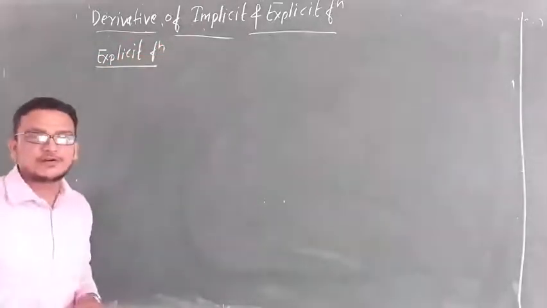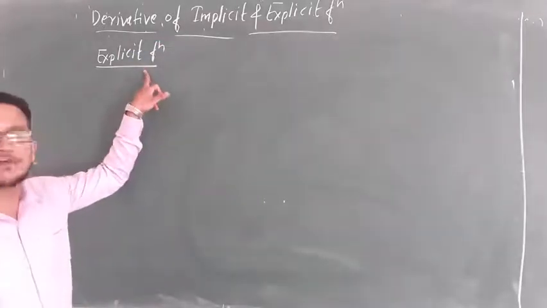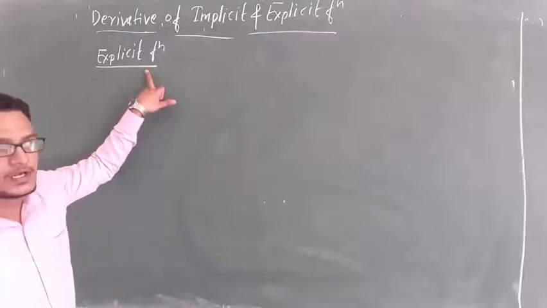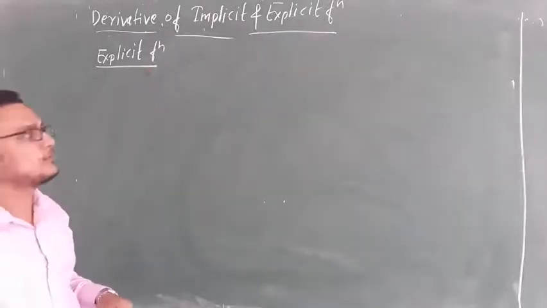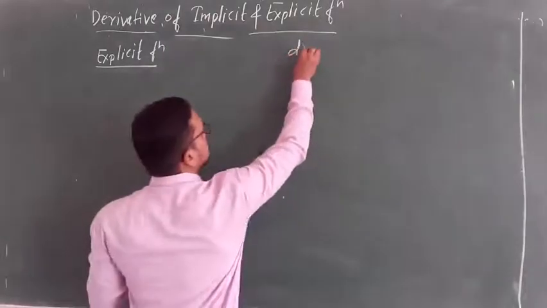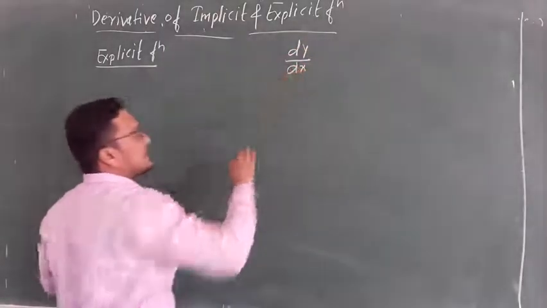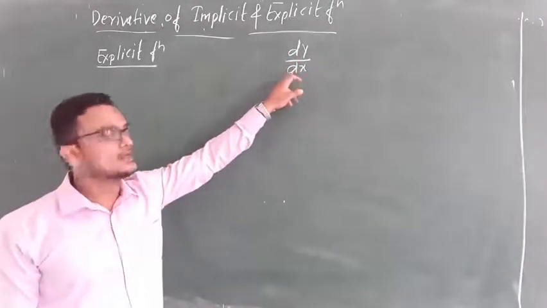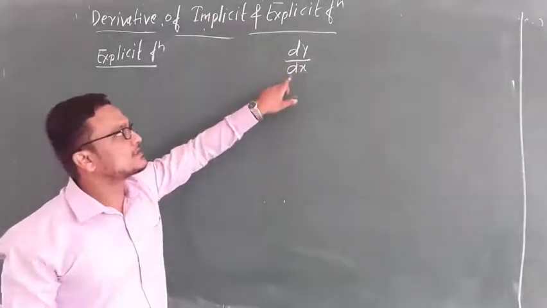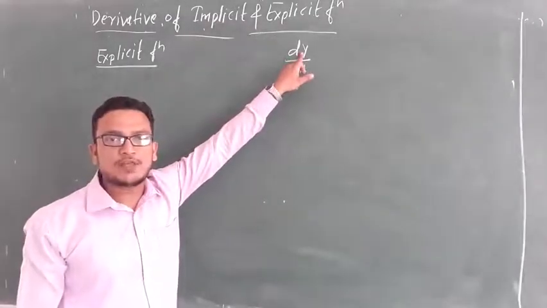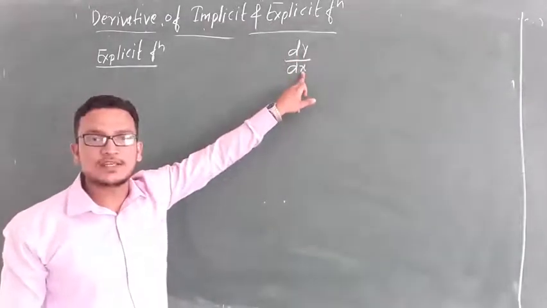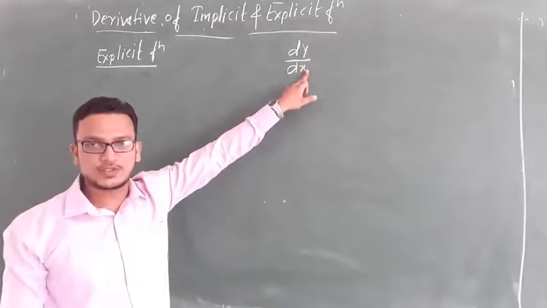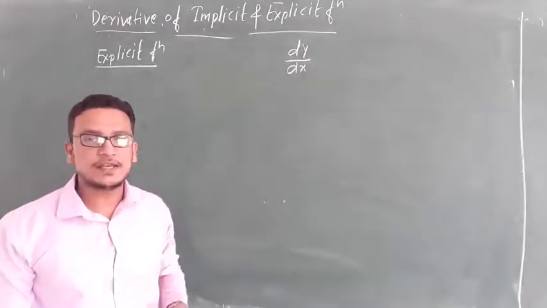First, the definition of explicit function. Explicit function means the dependent variable can be separated. Now you should know what is my dependent variable. Here in dy by dx, y is a function, x is a variable. y is called the dependent variable, whereas x is called the independent variable, because y always depends on x. Therefore y is dependent, x is independent.